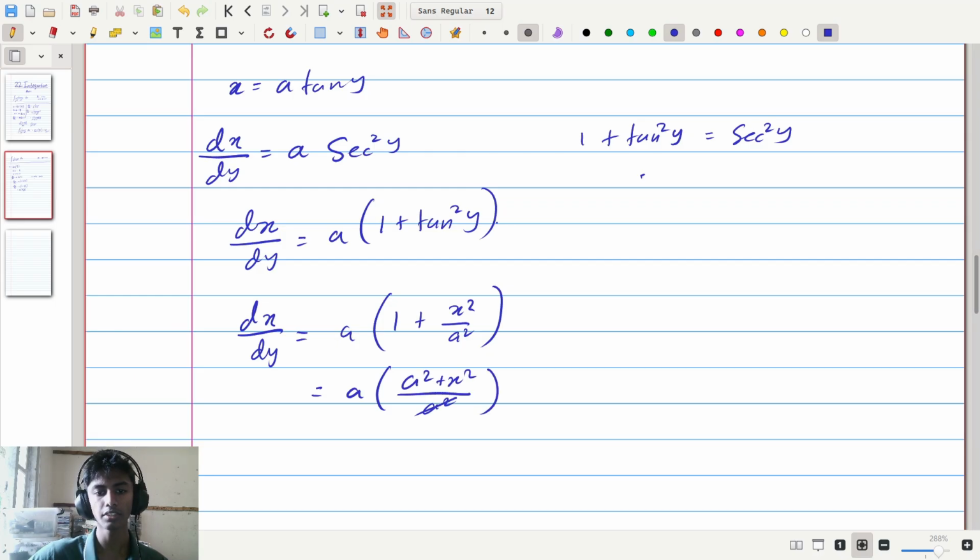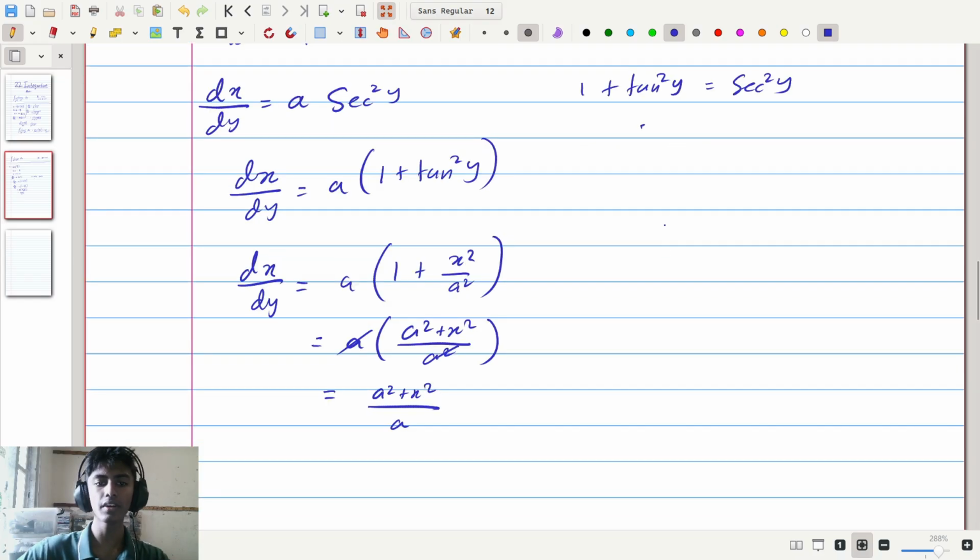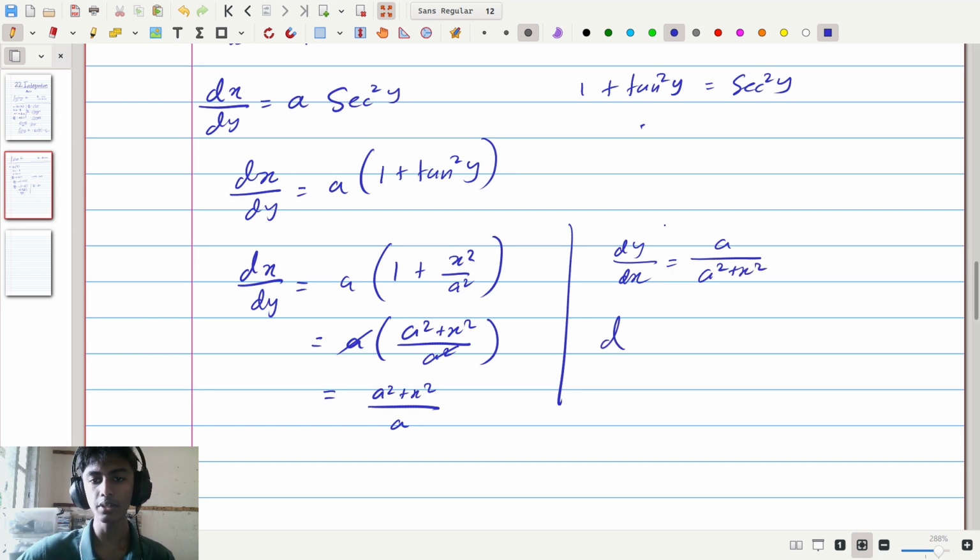Now then, cancelling out one of the a's in the a squared with this a, we are left with a squared plus x squared divided by a. If dx by dy is a squared plus x squared divided by a, then dy by dx would be a divided by a squared plus x squared. Now then, here we can see that the derivative of tan inverse of x divided by a with respect to x is equal to a divided by a squared plus x squared.